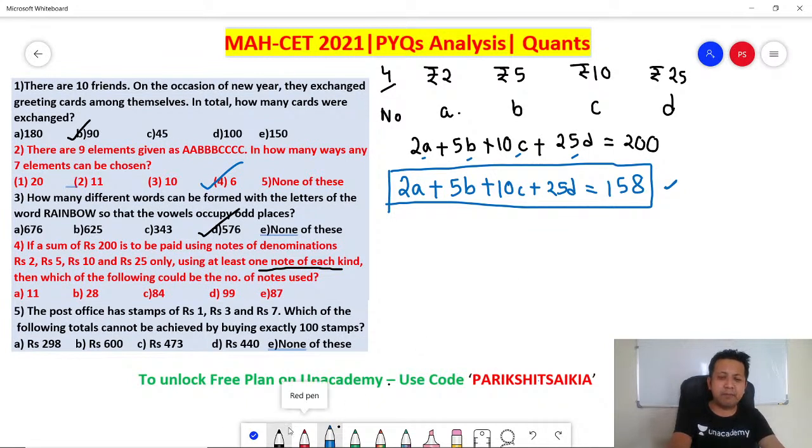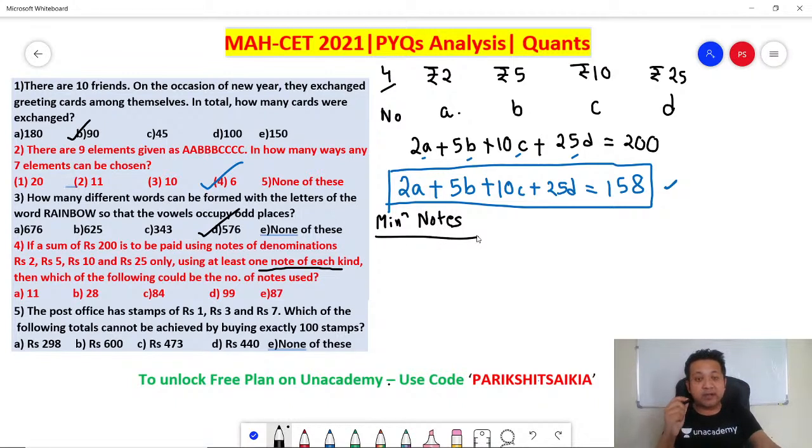What can be the minimum number of notes that I can use here? Think about it. I have to have 158. Let's consider minimum notes. Can I say the notes used will be minimum when the highest denomination notes are used? Think about it. I need to pay 200 rupees.